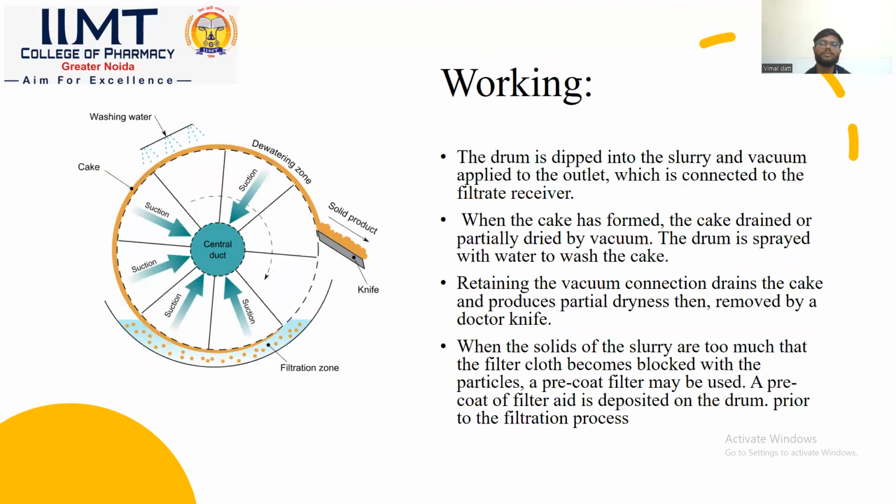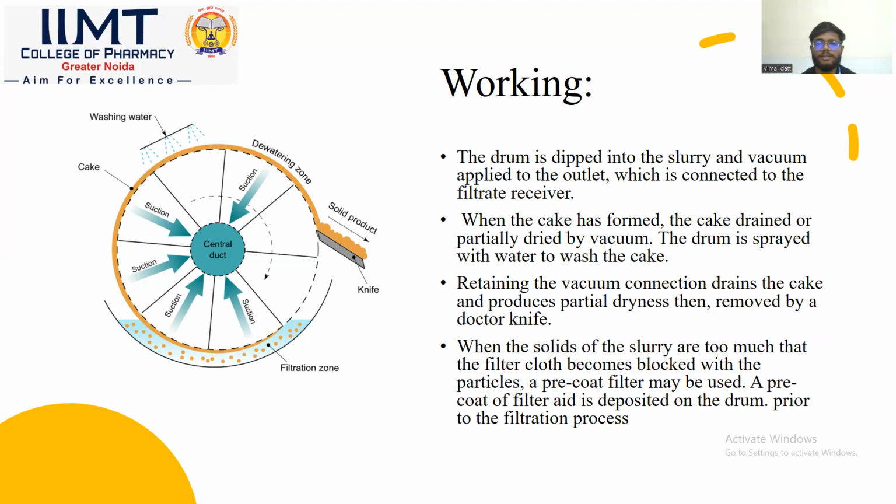So this is the working of rotary drum filter. The drum is dipped into the slurry and vacuum is applied to the outlet, which is connected to the filtrate receiver. When the cake has formed, the cake is drained or partially dried by vacuum.